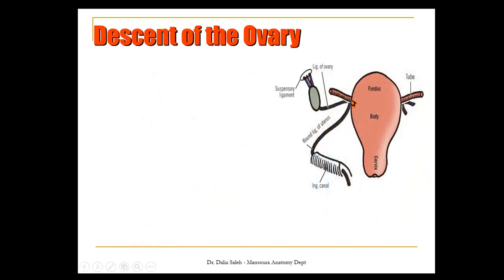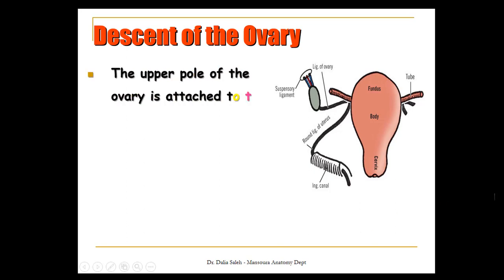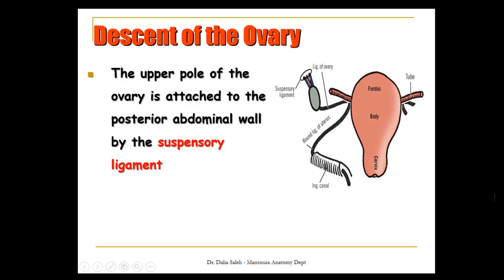So again, this is the corner of the uterus. You have the uterine tube in the middle, and posterior to its origin lies the ovarian ligament, which holds the ovary to the uterus, and anterior to the uterine tube we have the round ligament of the uterus, which passes through the inguinal canal to the outside to be attached to the labia majora. Also, the upper pole of the ovary is attached to the posterior abdominal wall, to the pelvic wall, by the suspensory ligament, where it can get its nutrition, and the vessels pass through this ligament.